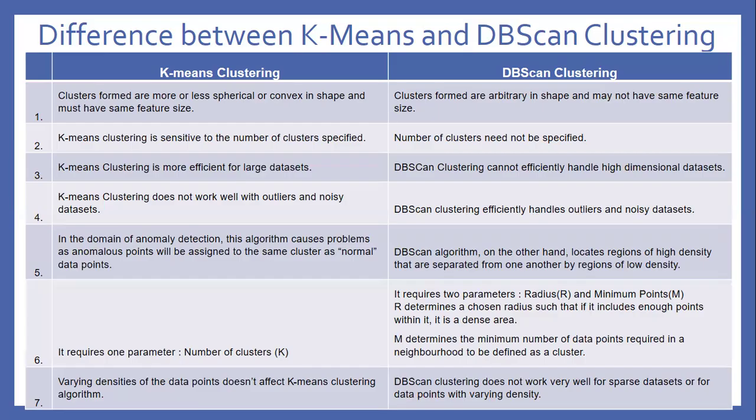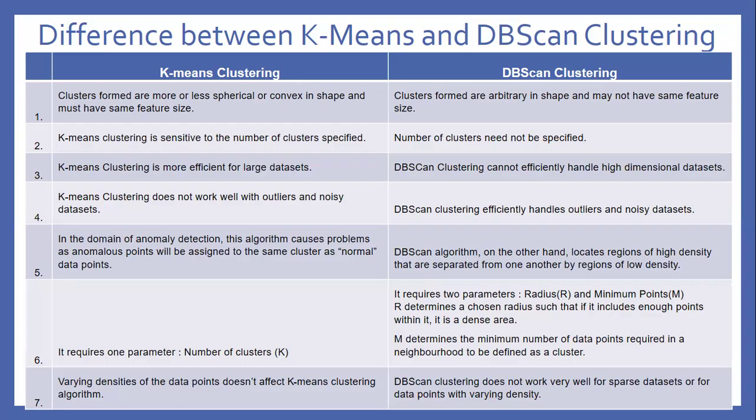of low density. K-means clustering requires one parameter, the number of clusters. DBSCAN requires two parameters, radius and minimum points. R determines a chosen radius such that if it includes enough points within it, it is a dense area. M determines the minimum number of data points required in a neighborhood to be defined as a cluster.